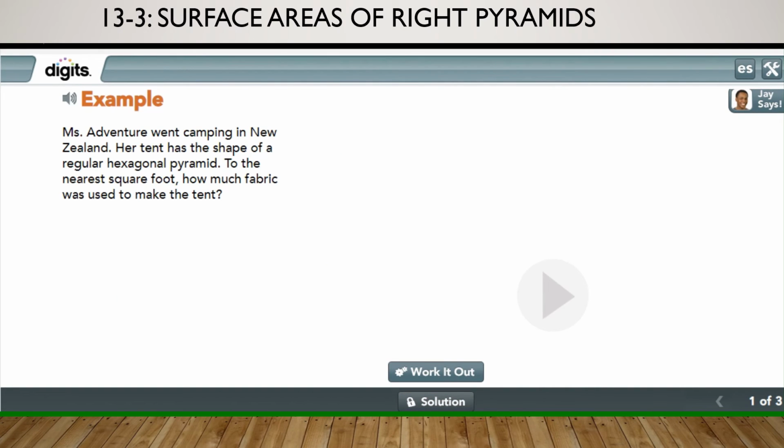Part 3, example. Miss Adventure went camping in New Zealand. Her tent has the shape of a regular hexagonal pyramid. To the nearest square foot, how much fabric was used to make the tent?